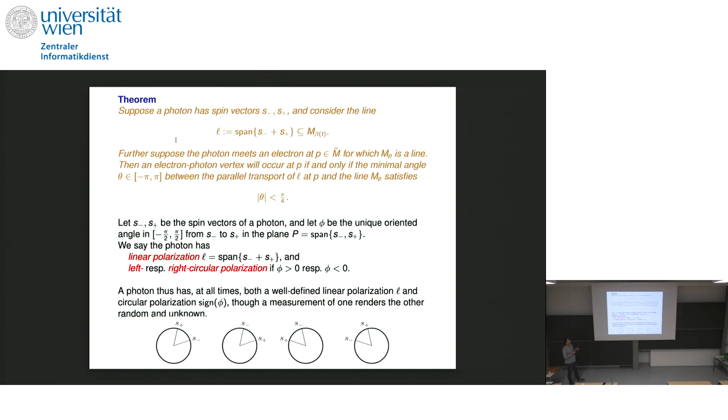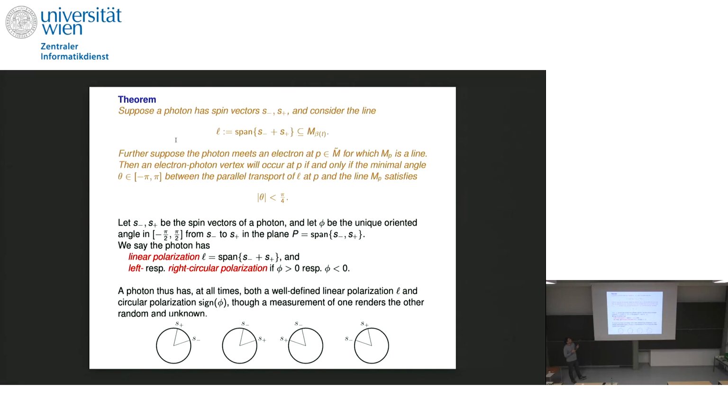Okay, so suppose a photon has spin vectors S minus and S plus, and consider this line formed by the span of their sum. This is a subspace of the internal tangent space along this world line for the photon.